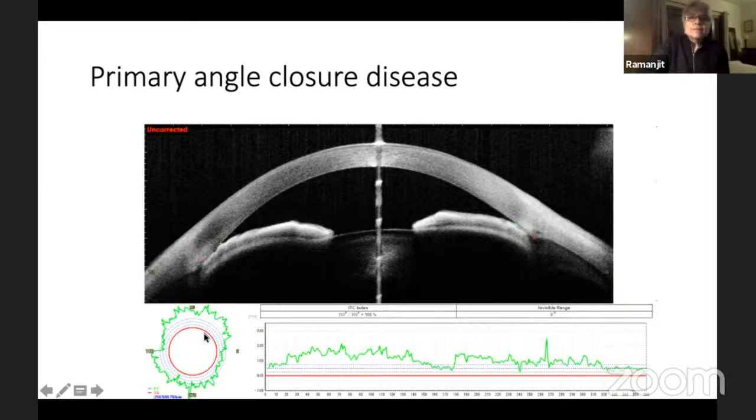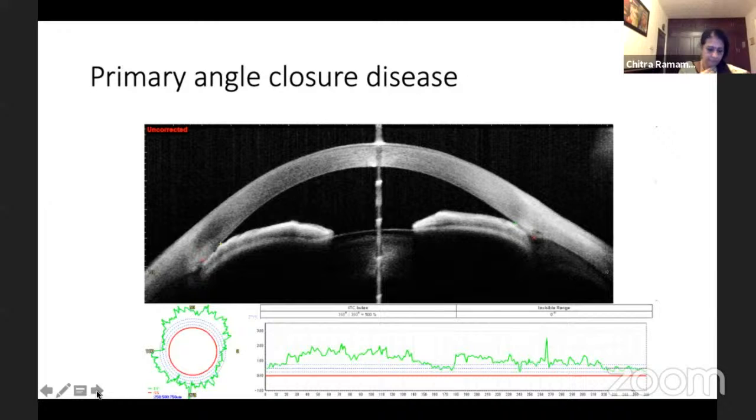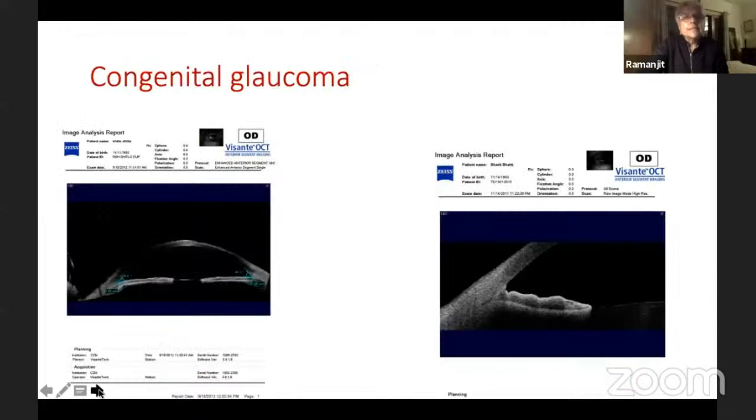So in primary angle closure disease, you can see that the scleral spur is here. This is the red dot, which is showing us the scleral spur. And you can see how much iridotrabecular contact there is. And in the Cassia machine, you can actually see how extensive the iridocorneal or iridotrabecular contact is. Up to here is the trabecular meshwork. Anything beyond that is the cornea. So you can see extensive synechia that are there, and it tells you what is the extent.